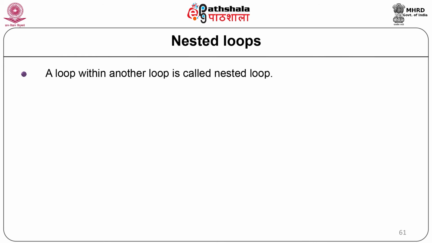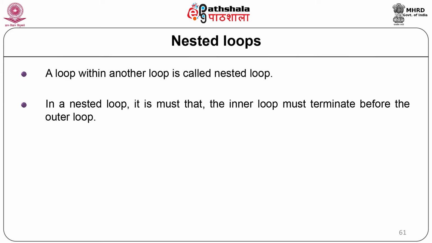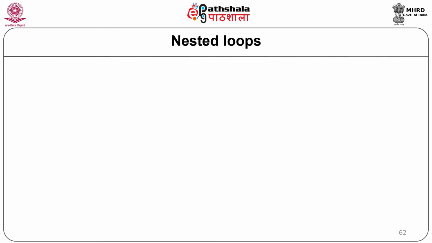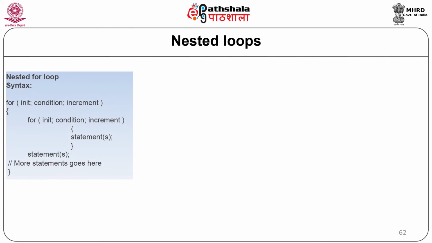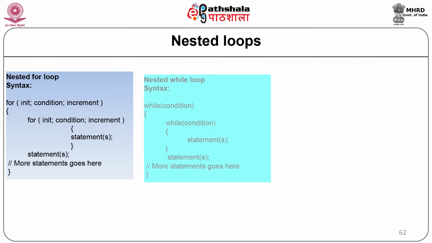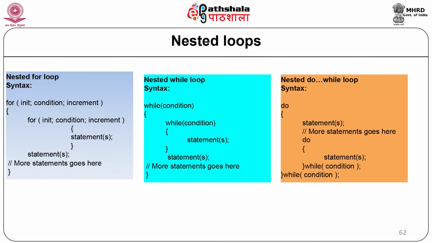Nested loops. A loop within another loop is called a nested loop. In a nested loop, it is a must that an inner loop must terminate before the outer loop. We can have any level of nesting with a statement, with a loop, everything. Basically, C++ allows 256 levels of nesting. We can have a nesting of a for loop, we can have a nesting of a while loop, we can have a nesting of a do while loop.